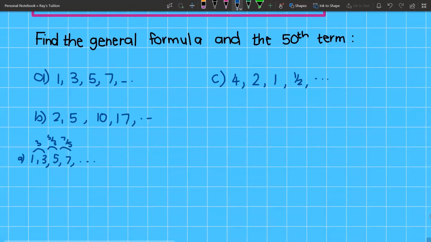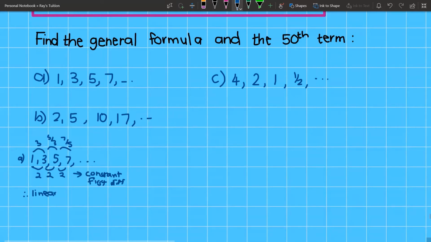We can try subtracting different terms. So 3 minus 1 is 2, 5 minus 3 is 2, and 7 minus 5 is 2. So here we have a constant first difference. And what you should remember is that if it has a constant first difference, then we're dealing with a linear pattern.